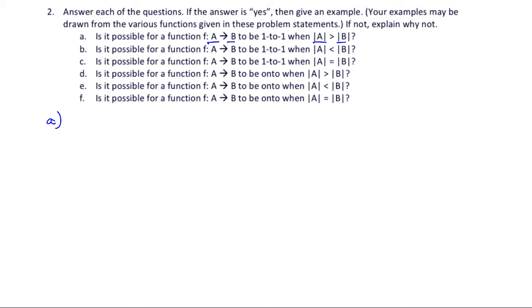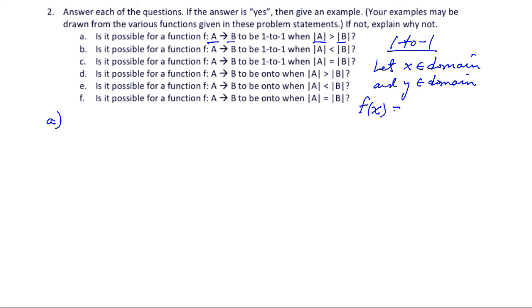Well, one-to-one is defined by saying that if, let X be an element of the domain and Y be an element of the domain. Then we have that if f of x equals f of y, that implies that x must have equaled y in the first place. Okay, that's what one-to-one means.